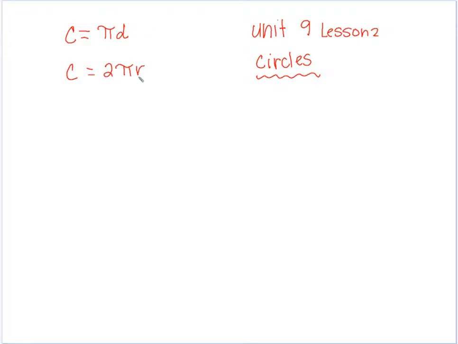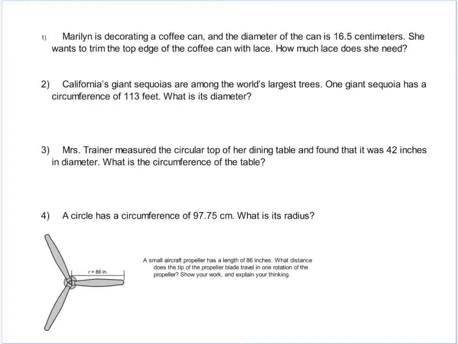If you are given the radius, if you times that by 2 and then times it by pi, it'll give you the circumference. So the two equations that we're going to be using are pi times d and then 2 pi r. Okay, let's take a look at the questions.